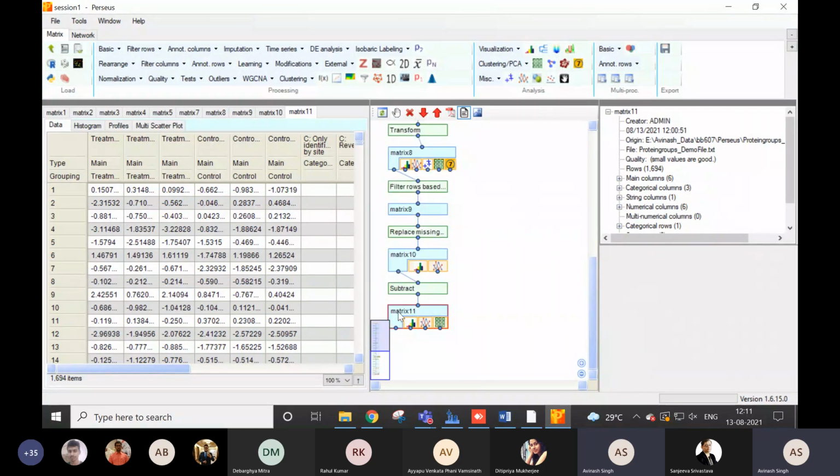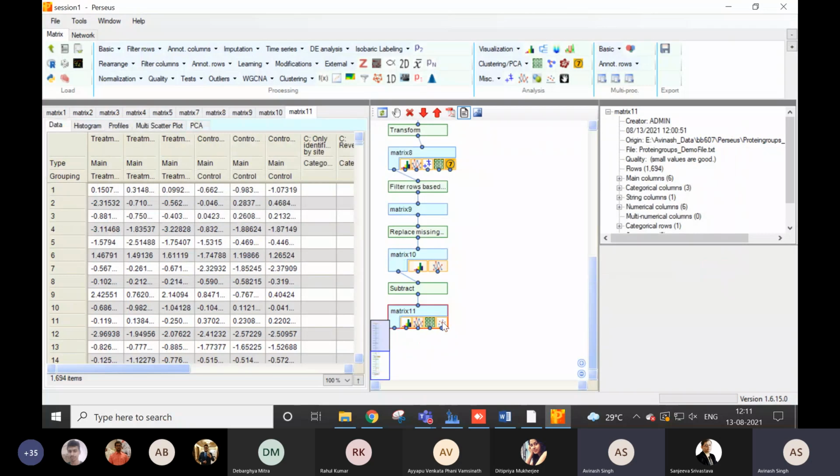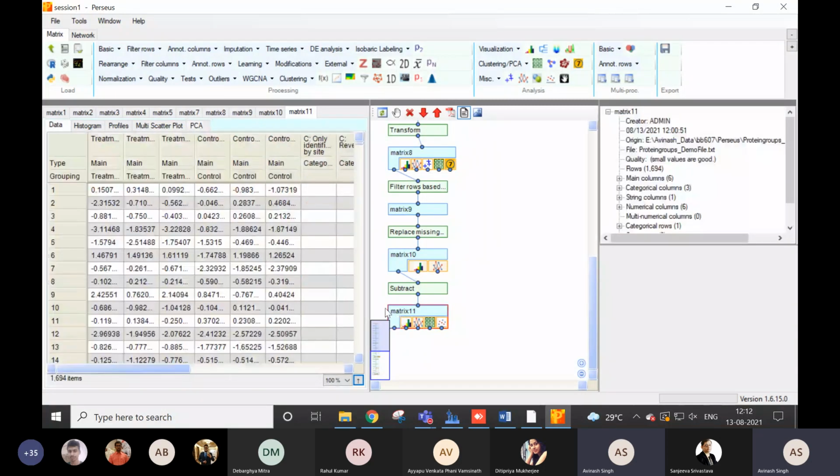Now, after doing all the analysis, we have imputed all the data. You can also check the PCA of these samples. If you see, the two groups are there. Different settings are present, so you can visualize or plot this PCA plot using different settings. I'm not going through this right now.